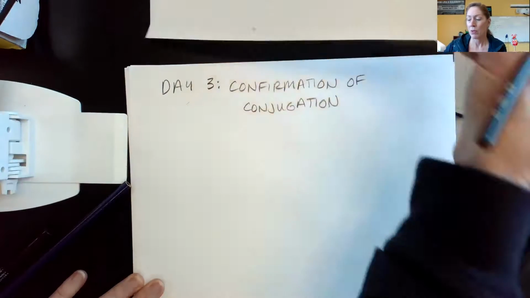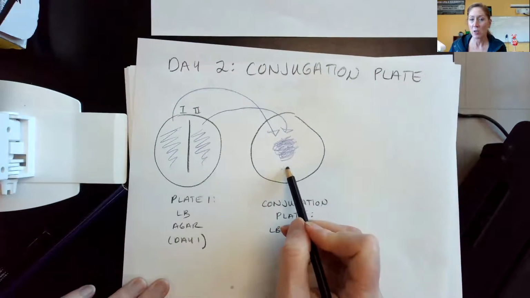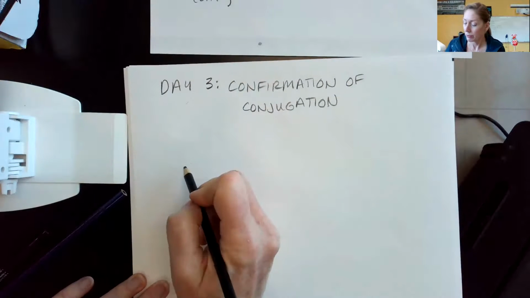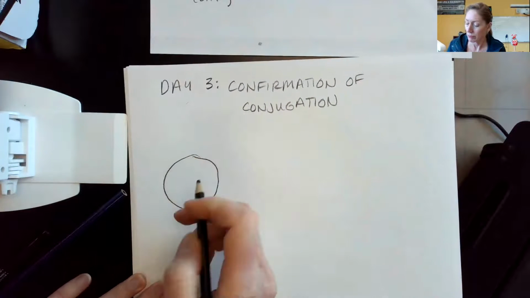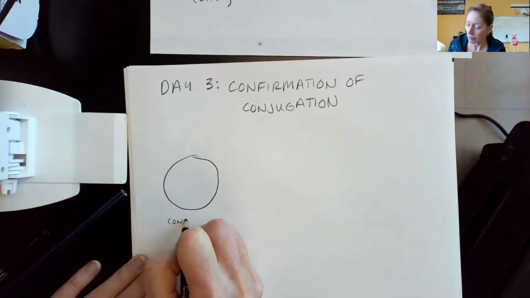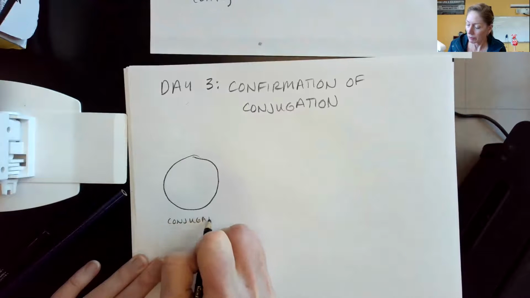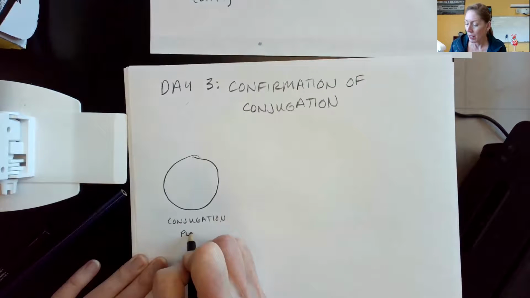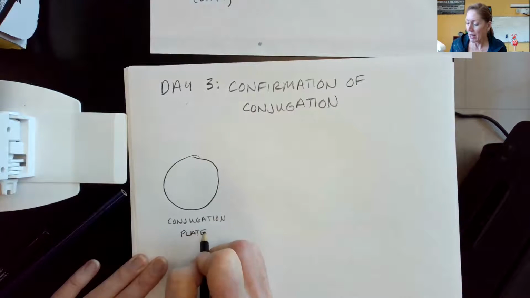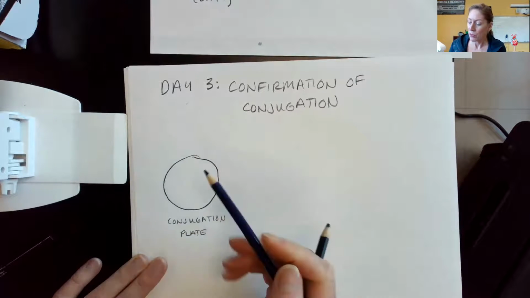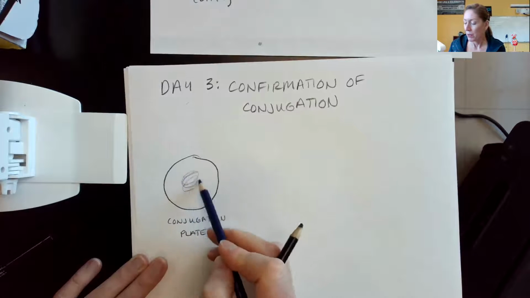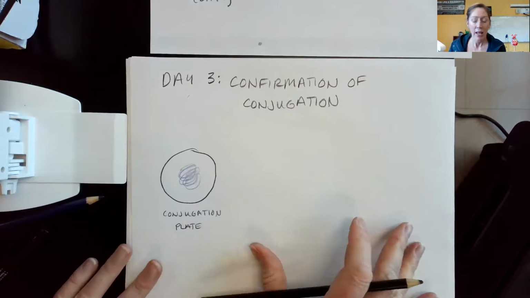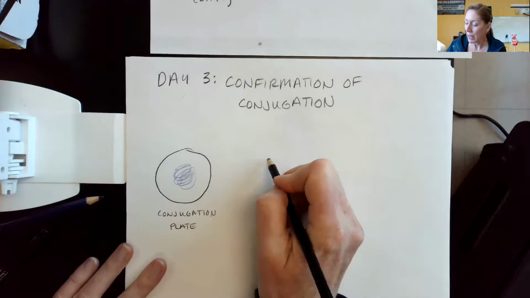All right, so we're going to need our conjugation plate. And remember, it just had LB agar on it, so we should have a nice bunch of growth here where we mixed together E. coli 1 and E. coli 2. And we're going to need 3 more plates.